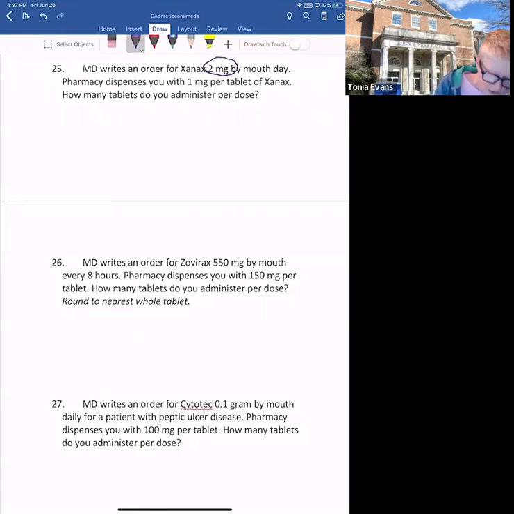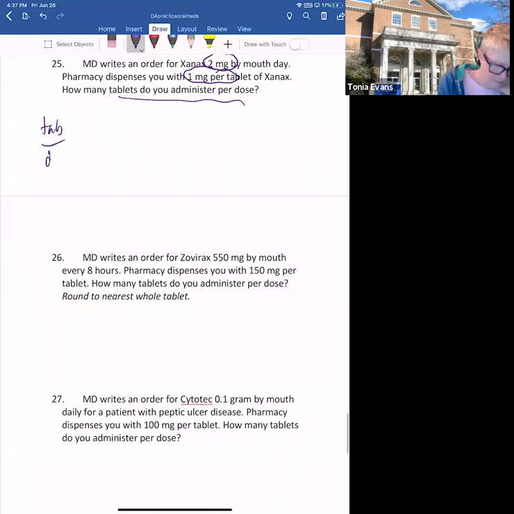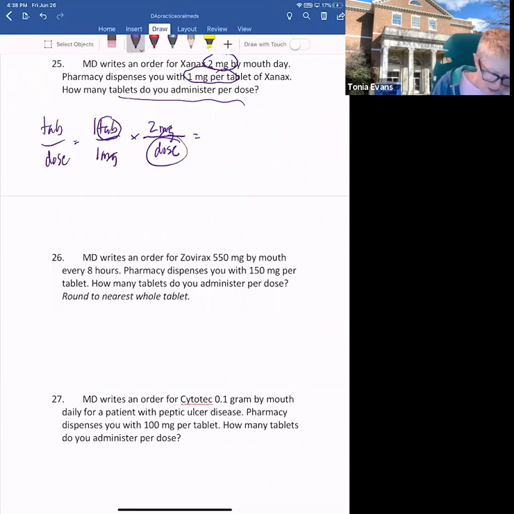Okay, so we have Xanax 2 milligrams by mouth daily. We have 1 milligram per tablet. How many tablets per dose? Back to a nice straightforward one here. Tablets, we know that 1 tablet is 1 milligram. We know that we've got 2 milligrams per dose per day. Make sure I'm not missing anything there. Okay, milligrams cancel out, and 2 divided by 1 is 2. We have 2 tablets per dose. Didn't even have to use a calculator for that one.